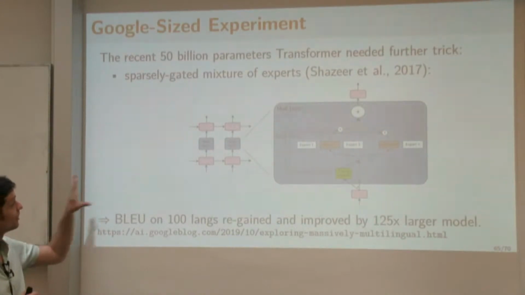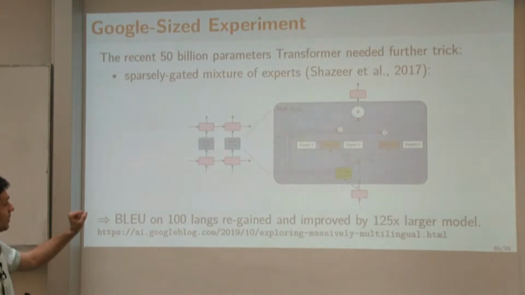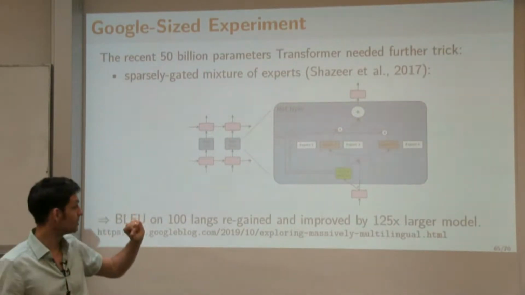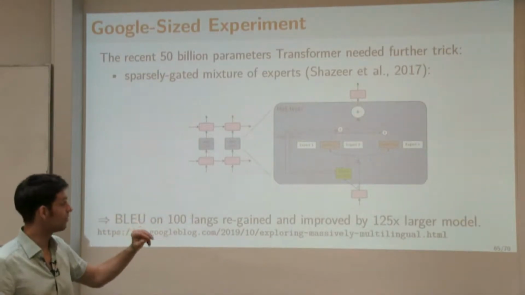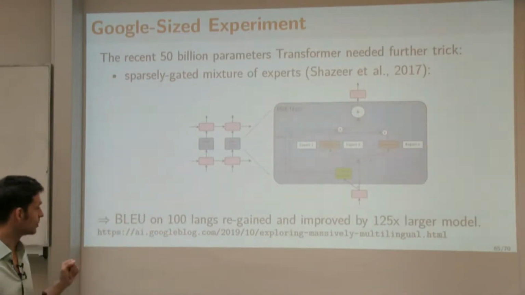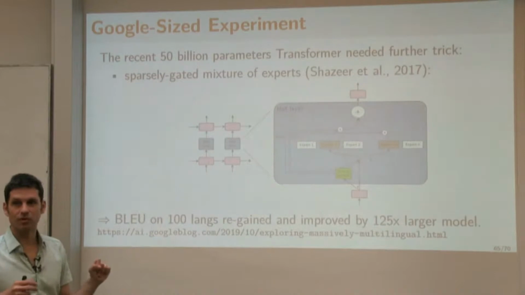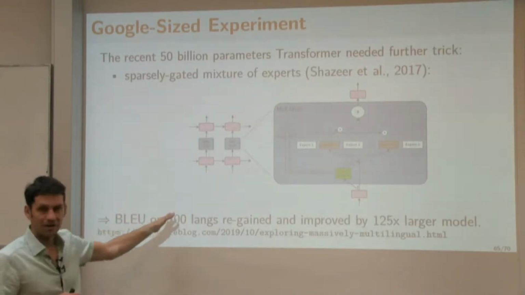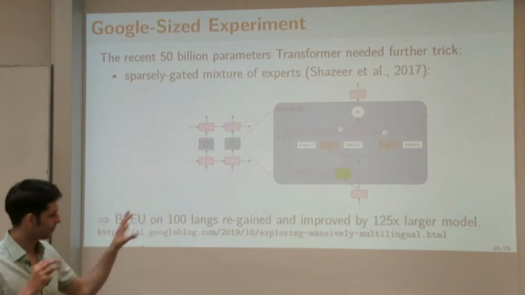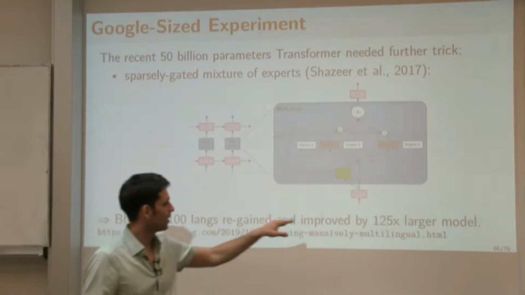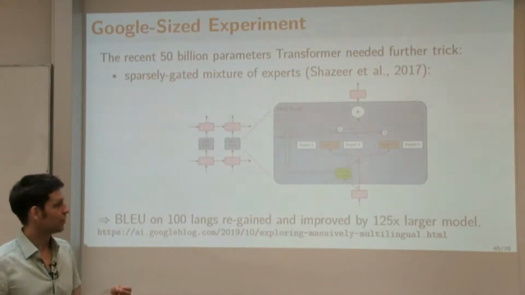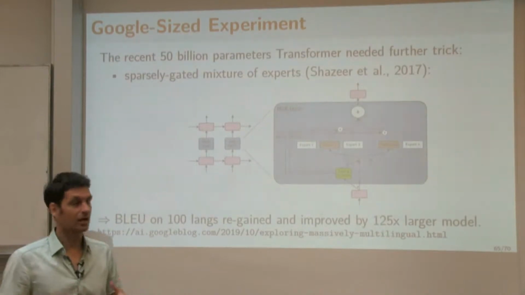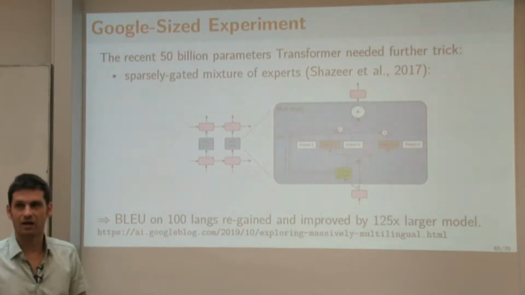So with this trick, with these 50 billion parameters, we got improvements, or at least some reduction of loss, and then even improvements on high resource languages. But it's important to realize that for 100 languages in the mix, plus English, we had to use a model which is 150 times larger. So the bottleneck is still there.